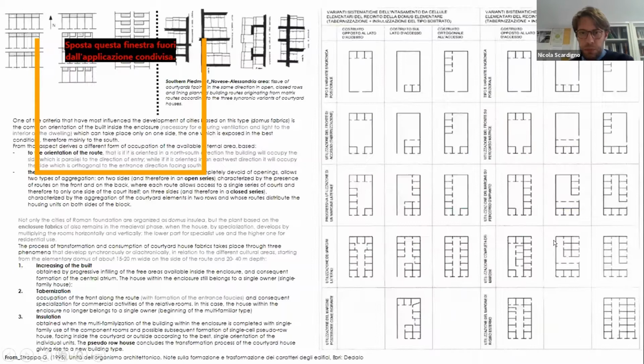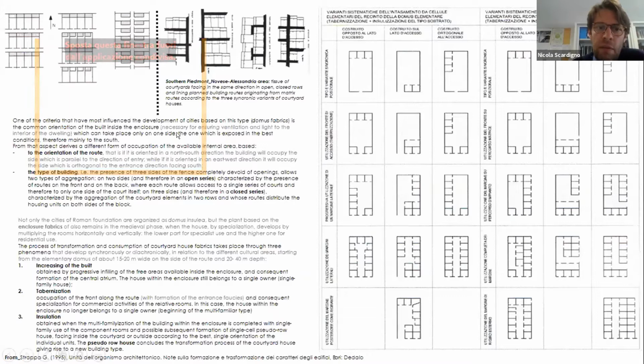Look more in detail, even very briefly, at the courtyard house example. One of the criteria that most influenced the development of the city based on this type is the common orientation of the building inside the enclosure, which can take place only on one side, the one which is exposed in the best condition. From that aspect derives a difference in the form of occupation of the available internal area, which is based essentially on the orientation of the route and on the type of the building.